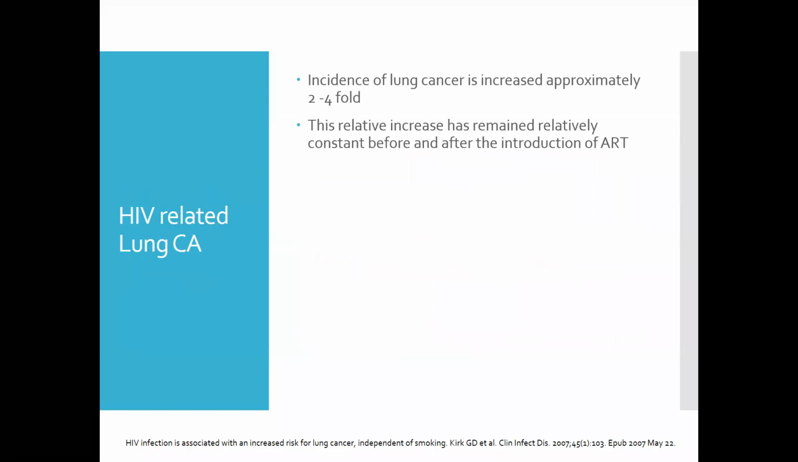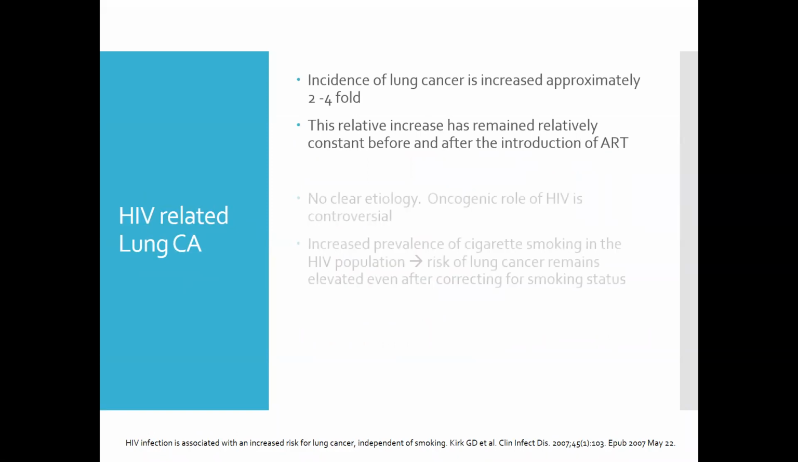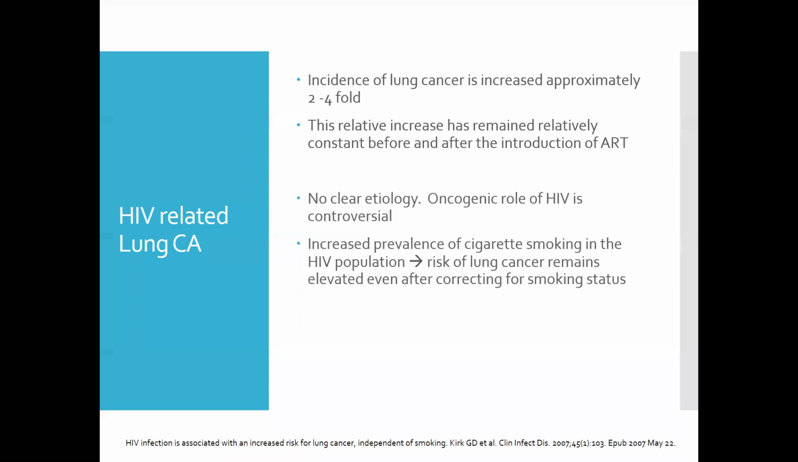Moving on to HIV-associated lung cancer. The incidence of HIV-associated lung cancer has increased 2 to 4-fold. And this has remained constant. So, when we talk of the typical AIDS-defining cancers earlier, Kaposi's and non-Hodgkin's, post-HAART, the incidence has decreased. But with lung cancer, that's not the case. Even with the introduction of HAART, the increase has remained relatively constant.